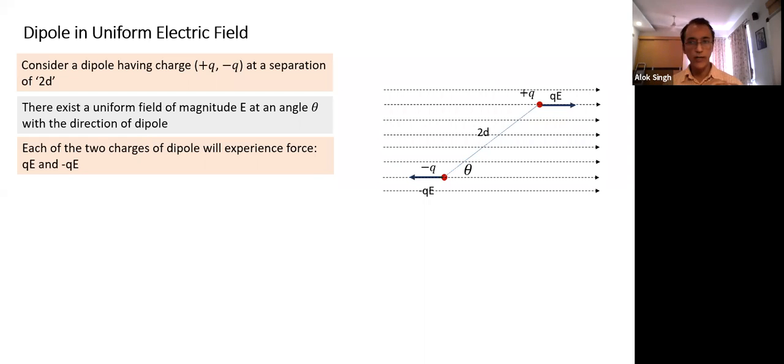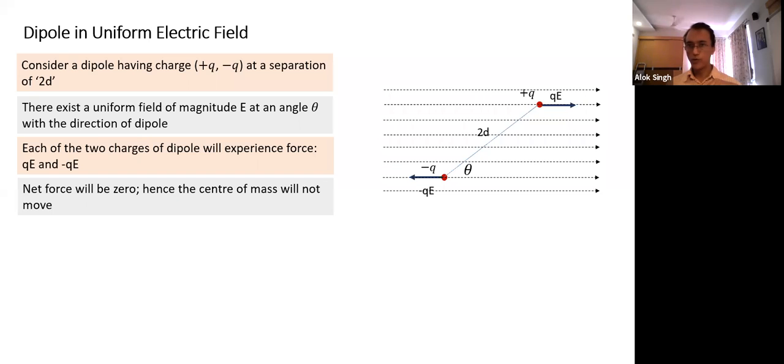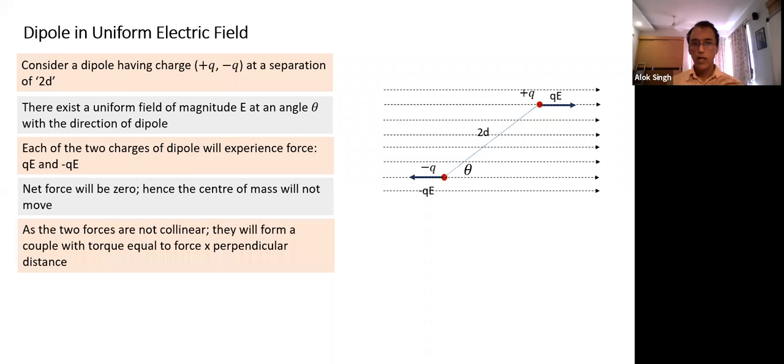The moment these two forces are indicated, it's very easy to figure out: these two forces form a couple, and these forces will create a torque. The net force will be zero. The center of mass will not move, but the object will tend to rotate about the center of mass. As the forces are not collinear, they form a couple, and the torque will be equal to force into perpendicular distance. We don't have to define the axis.